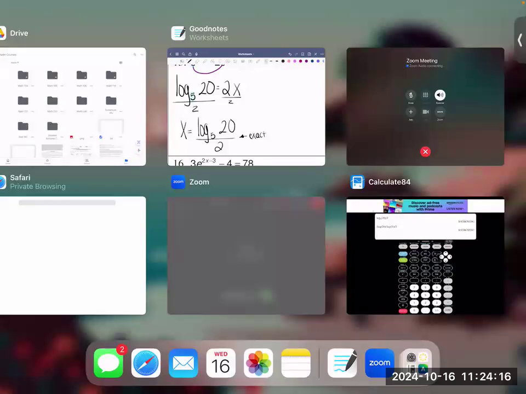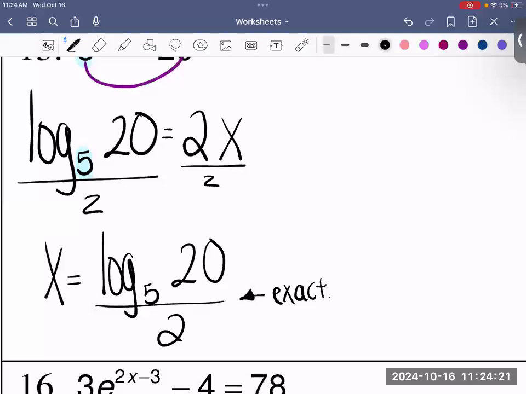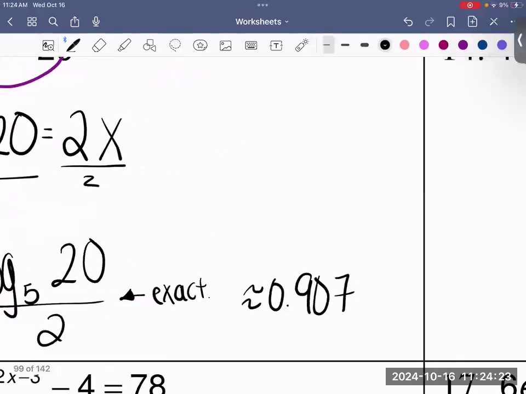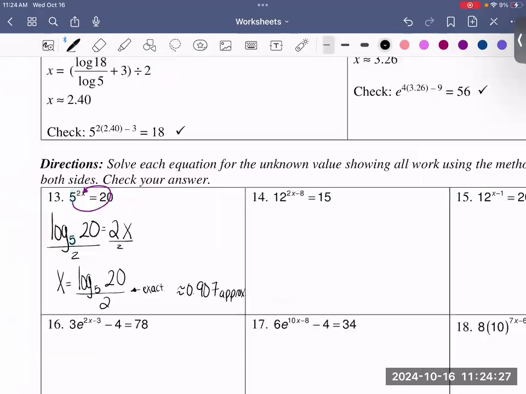So about 0.907. This would be your approximated, estimated answer. Let's try it again with 14.